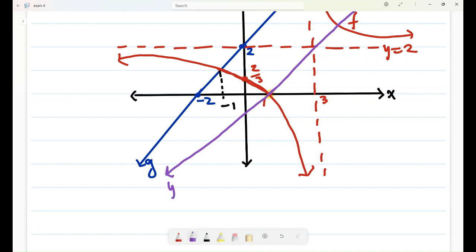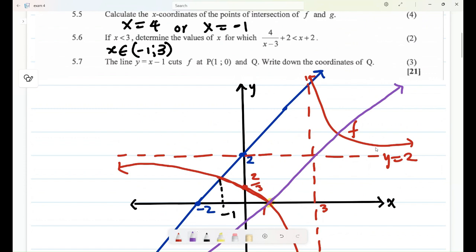I want to believe this is x minus 1. I want to believe that this graph that we just drew is an axis of symmetry. Why? Because it cuts here at P with coordinates (0, 1), (1, 0), and it passes through our origin.